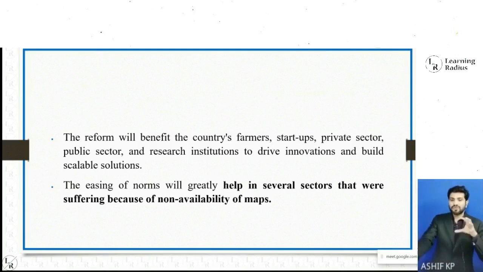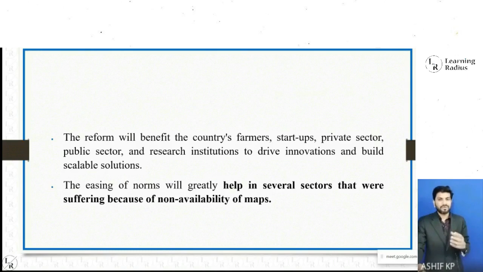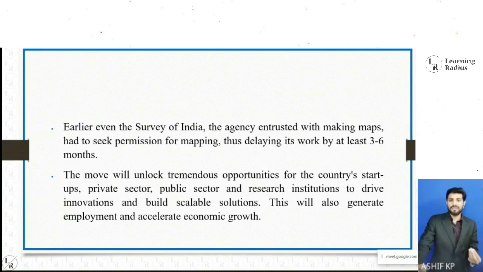The easing of norms will greatly help in several sectors that were suffering because of non-availability of maps. Availability of maps is very crucial to make exact, precise decisions and procedures. Earlier, even the Survey of India, the agency entrusted with making maps, had to seek permission for mapping, thus delaying its work by at least 3 to 6 months.